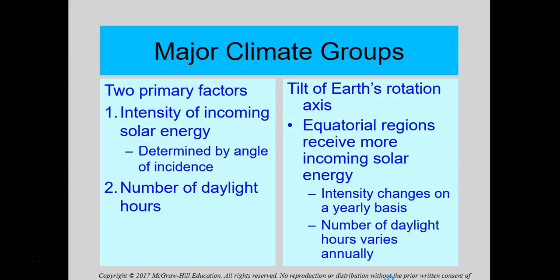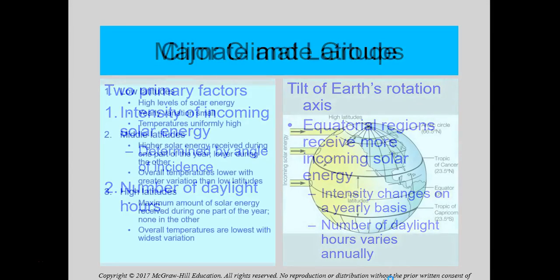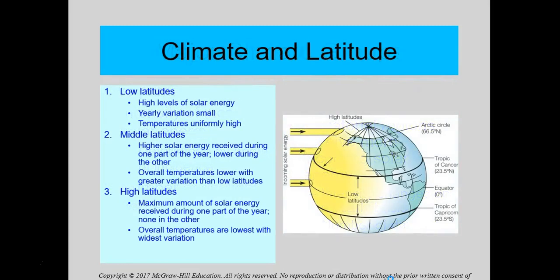Both of these things are generally related to the tilt of the Earth's axis, the way the Earth is tilted as it rotates. Regions near the equator aren't tilted away from the sun really at all, so they receive more incoming solar energy. Regions near the poles are tilted farther away from the sun, and so they receive less energy overall. And so because of this, what you find is that at low latitudes between the Tropic of Cancer and the Tropic of Capricorn, so 23.5 degrees north and south latitude, you find that these regions have high levels of solar energy, and the yearly variation between their temperatures is generally small.